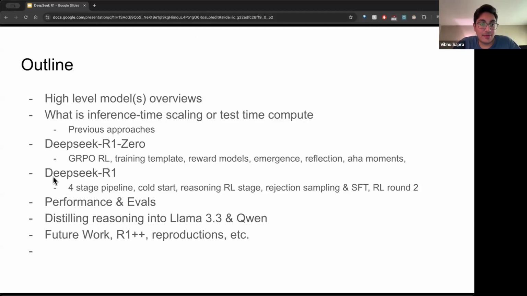Then we'll talk about R1-Zero. DeepSeek R1 is not really just one model. There's two models: DeepSeek R1-Zero and DeepSeek R1. They actually put out both. They're both pretty good, with a different approach to how they did both. We'll cover what they are, the training template, reward models, how they determine all this, emergence, reflection, aha moments. And then we'll talk about what R1 really is.